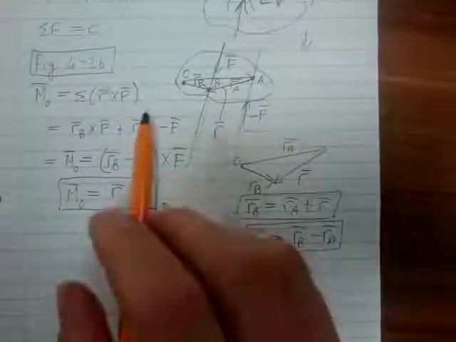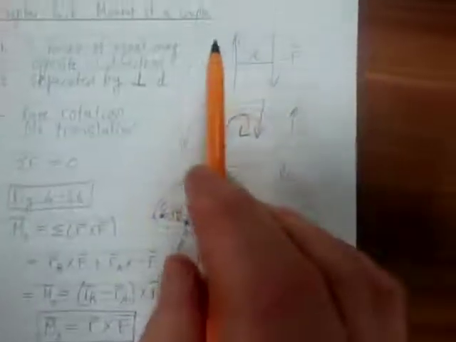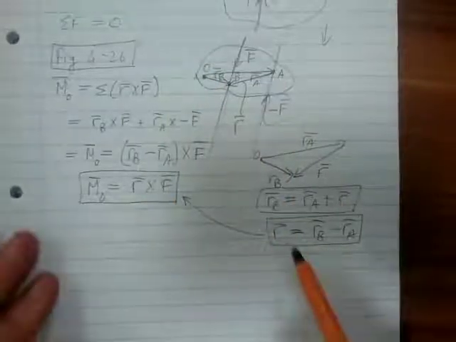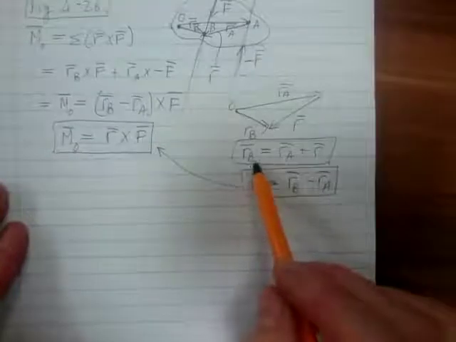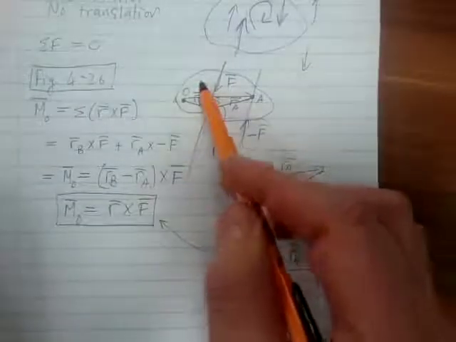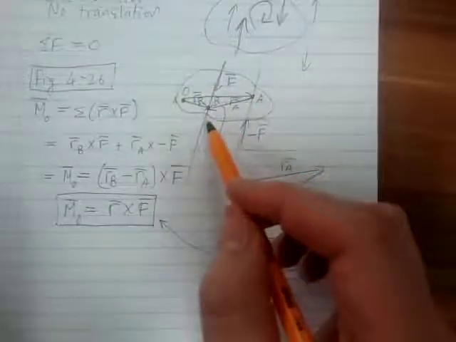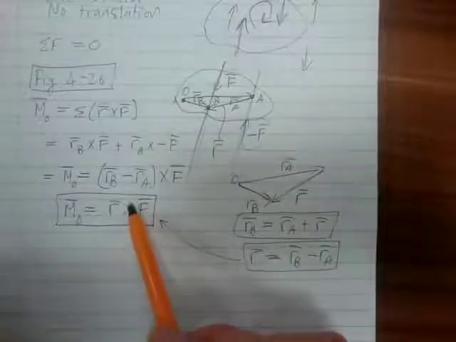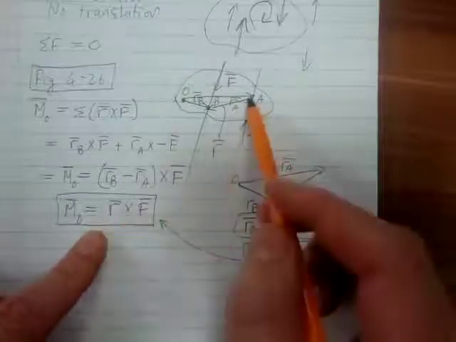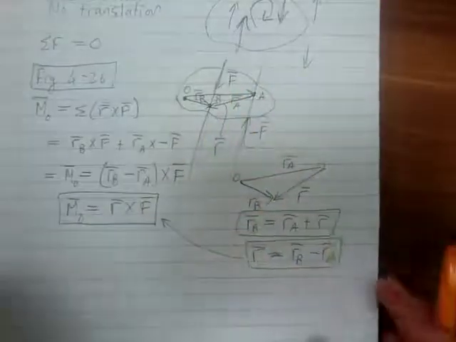So when we have a couple, the moment of a couple becomes independent of the point that you're taking moments about, because these position vectors, RB and RA, in a sense fall away. It doesn't matter if we take moments about that point or that point or that point, because ultimately what we're going to have is R cross F, where R is simply a position vector between the two lines of action.